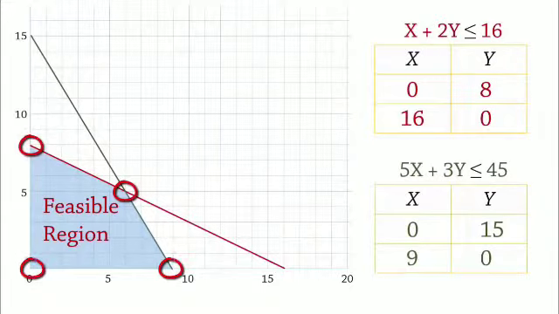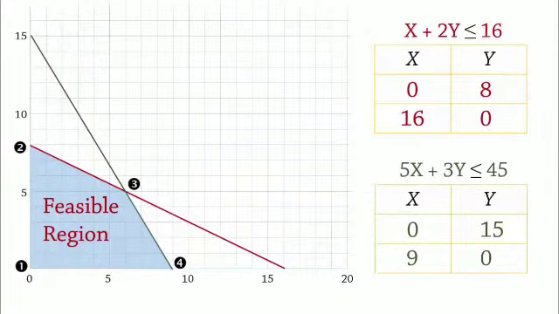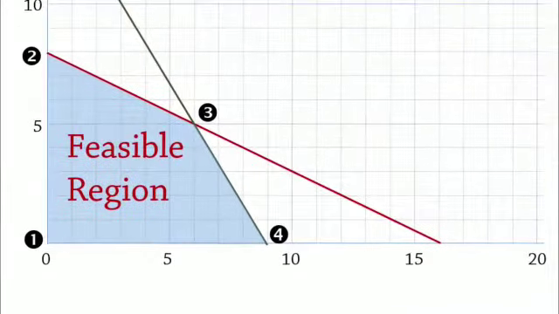These are the corner points for the feasible region. Let's label them 1 to 4. The optimal solution to this linear programming problem will occur in at least one of them. To decide which one is optimal, we will find the coordinates of the point, plug them into the objective function, and then choose the best.